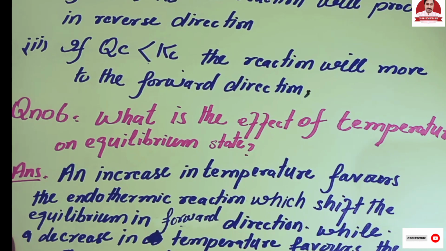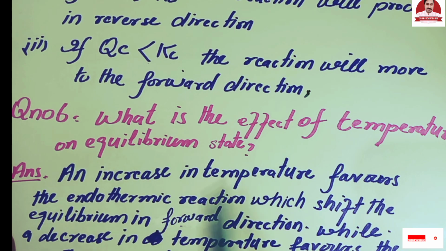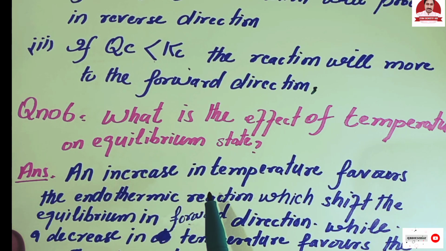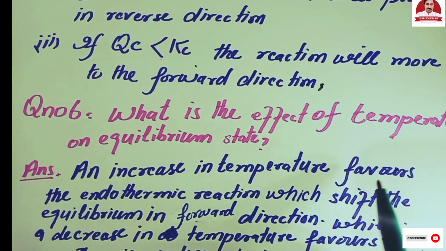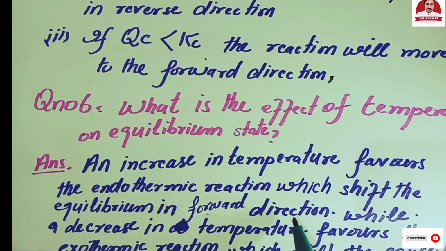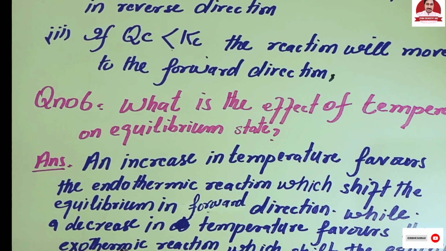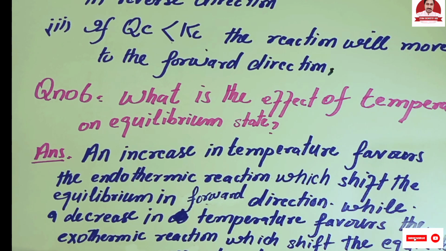Next question is question number 6. What is the effect of temperature on equilibrium state? So in an equilibrium state, an increase in temperature favors the endothermic reaction, which shifts the equilibrium in the forward direction, while a decrease in temperature of a system favors the exothermic reaction, which shifts the equilibrium in the reverse direction.